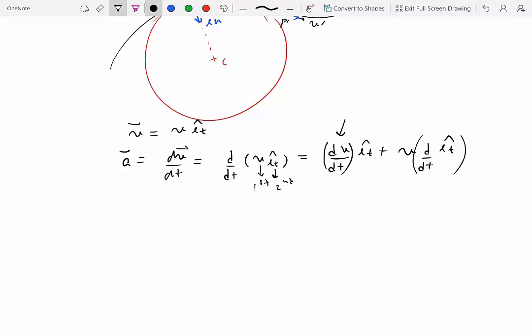What is changing about this unit vector? Is the magnitude of the unit vector changing? No, by definition, it's always unit magnitude. But what about the direction? Is the direction of e_t hat changing?